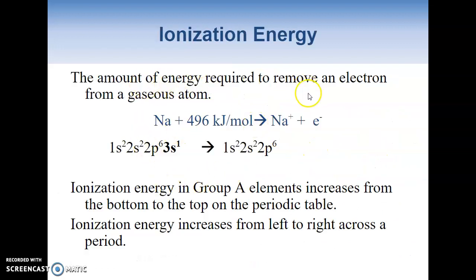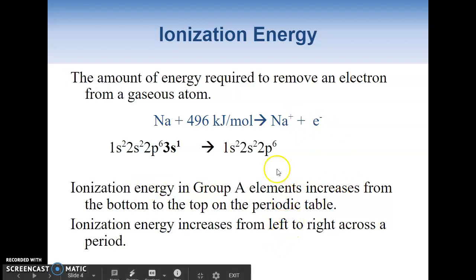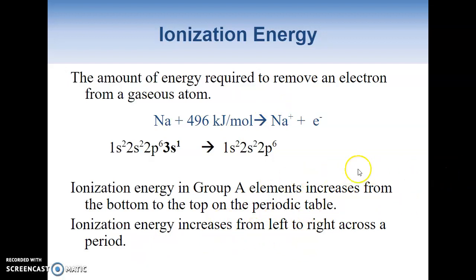The ionization energy is how much energy it takes to remove an electron from a gaseous atom. And these are set, so people have experimentally determined what the ionization energies of different atoms are. And the group A elements, so those alkali metals, increases from the bottom to the top. So it's lowest on the bottom, highest on the top. And then it increases from left to right. So as we're moving to the right, it takes more energy to remove an electron.